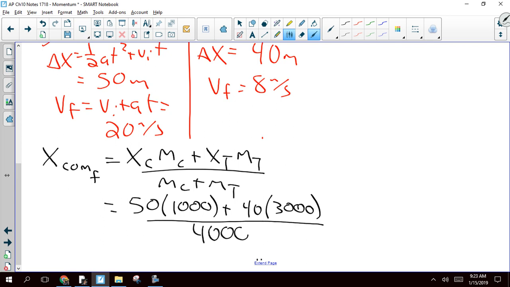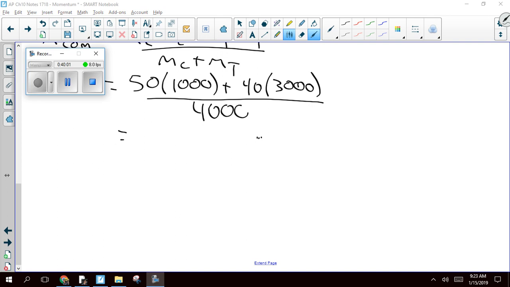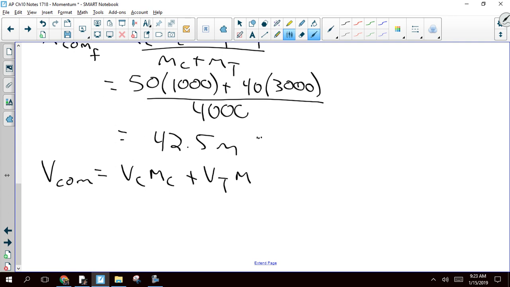So plug that into your calculator, and you will get, clearly not 22.5. What's that give you? Gives you 42.5. Sorry, I wrote it down wrong in my notes. 42.5 meters. And similarly, we can find the velocity of the center of mass by doing the velocity of the car times the mass of the car plus the velocity of the truck times the mass of the truck over the total mass.